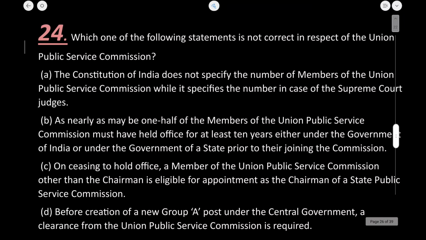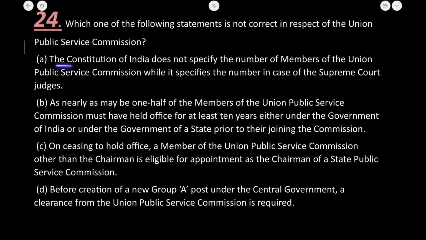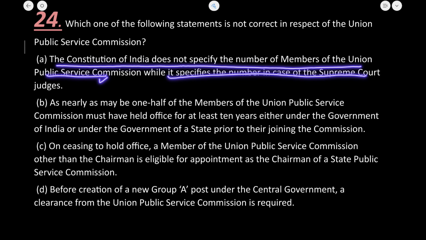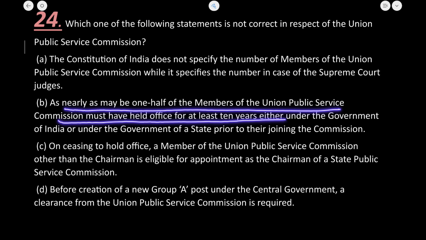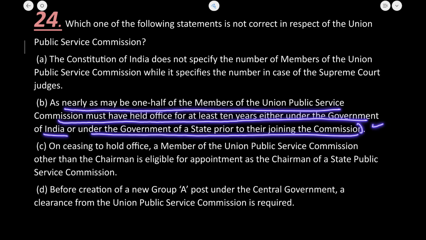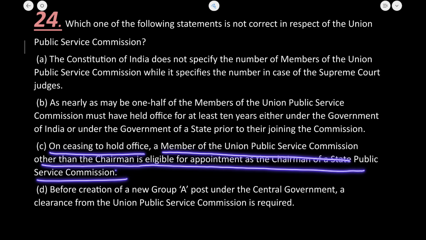Next is, which of the following is not correct? So the Constitution of India does not specify the number of members of the UPSC. It is true, while it specifies the number in case of Supreme Court judges. Yes, this is correct. Nearly half of the members of the UPSC must have held office for 10 years under the government of India or under the government of a state. Absolutely correct statement. On ceasing to hold office, a member of UPSC other than the chairman is eligible for appointment as chairman of the State Public Service Commission.